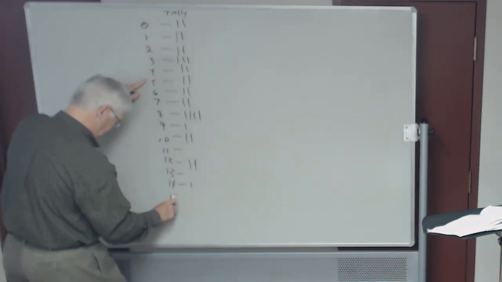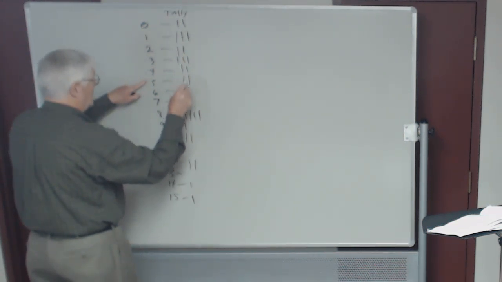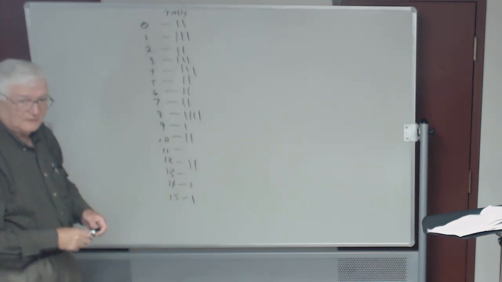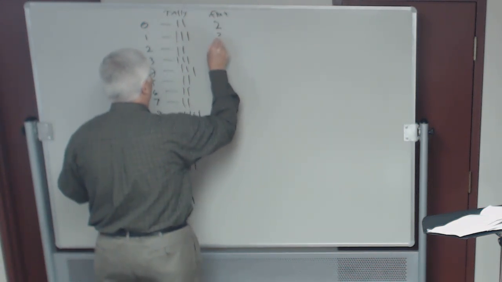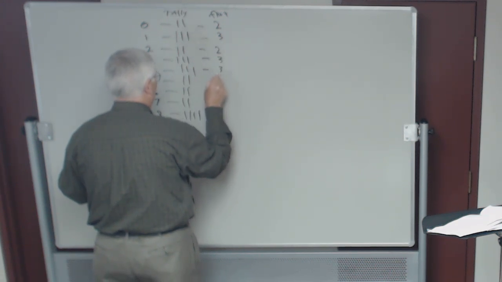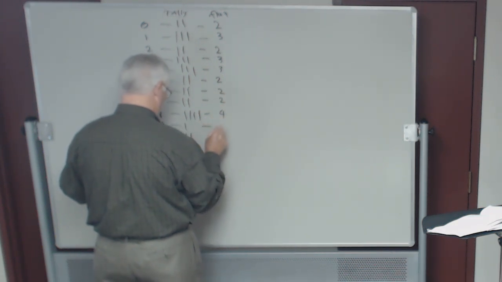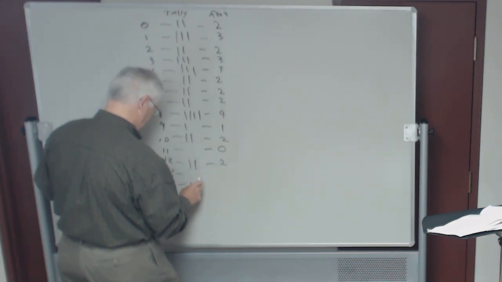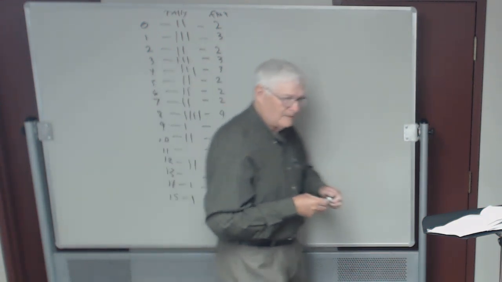Oh, 15. Oh, we need another one here. 15, 1, and 4. Everybody see what I did? See how you go through the list and make tally marks? Then you make this frequency thing: 2, 3, 3, 2, 2, 2, 4, 1, 2, 0, 2, 0, 1, 1. All right?